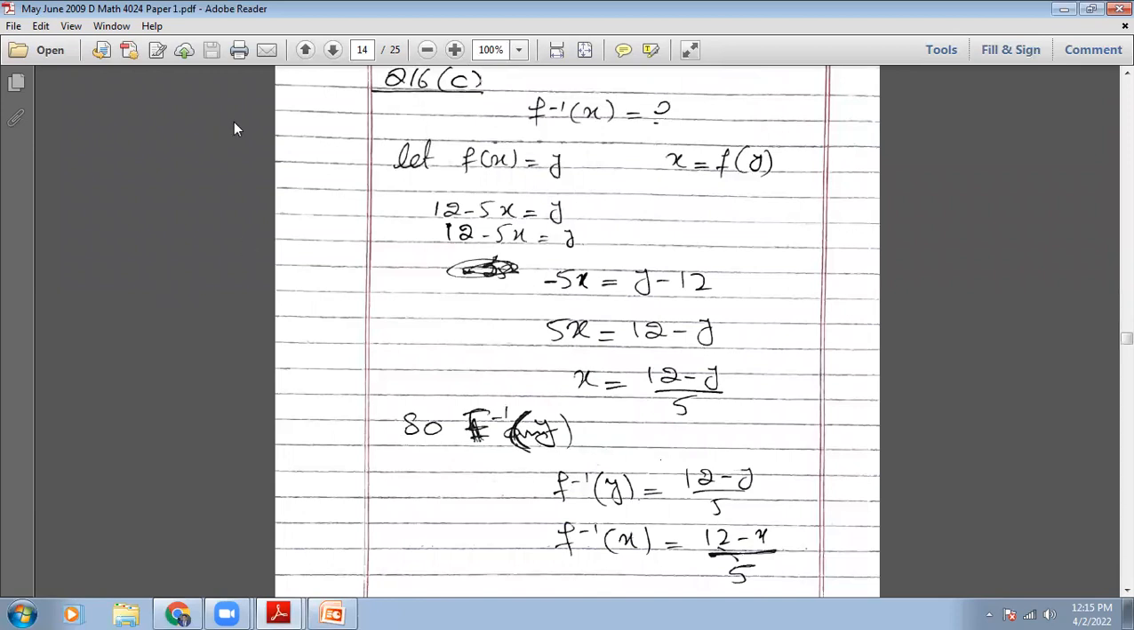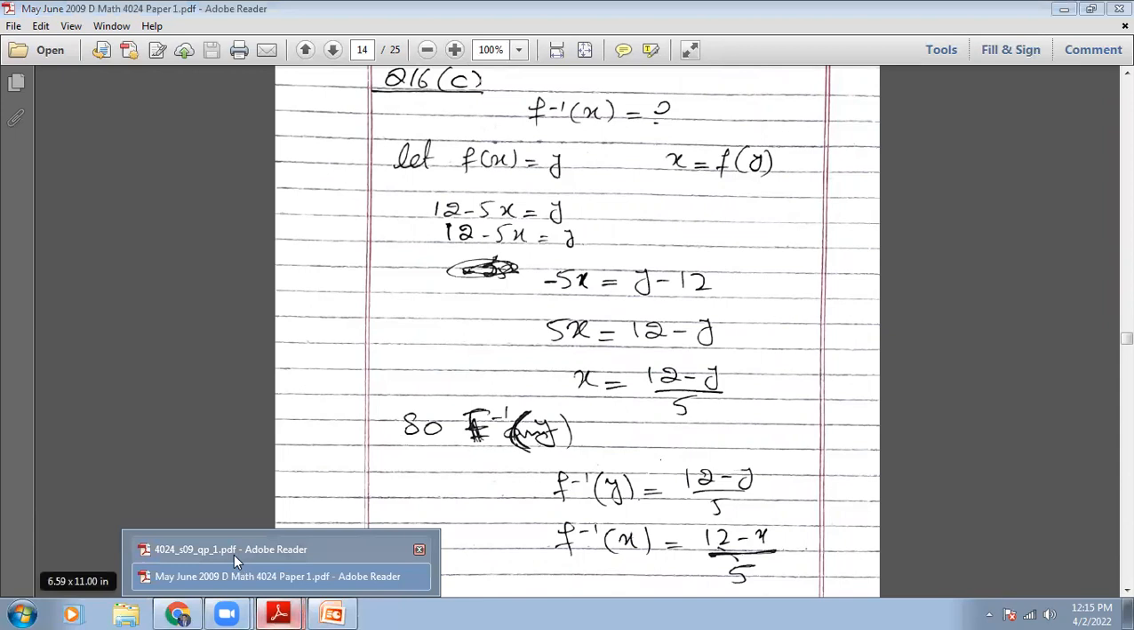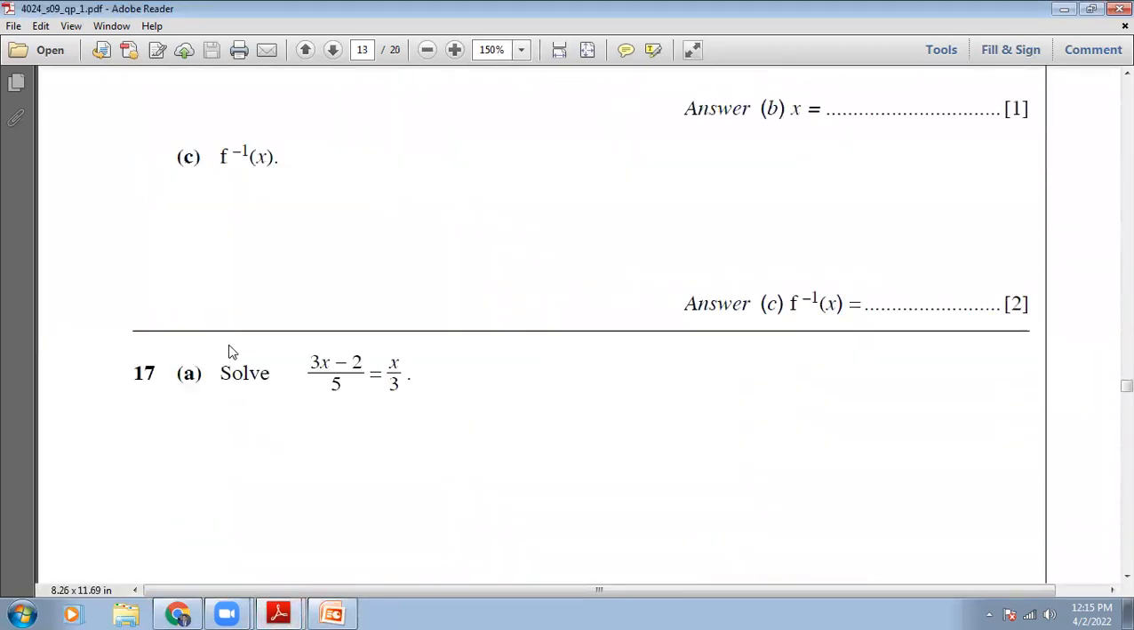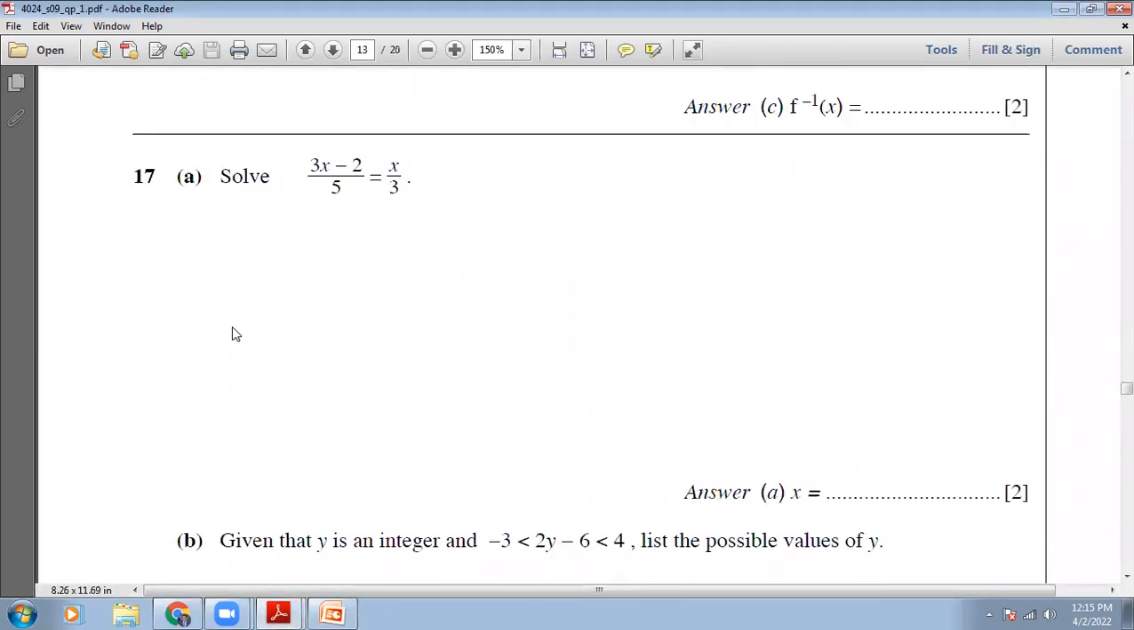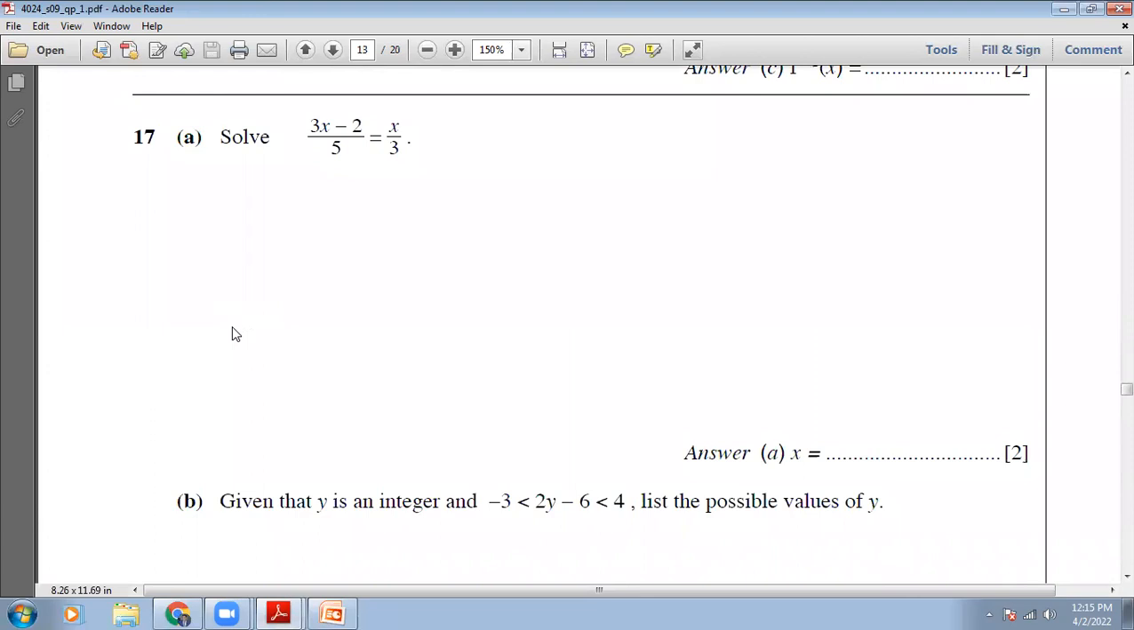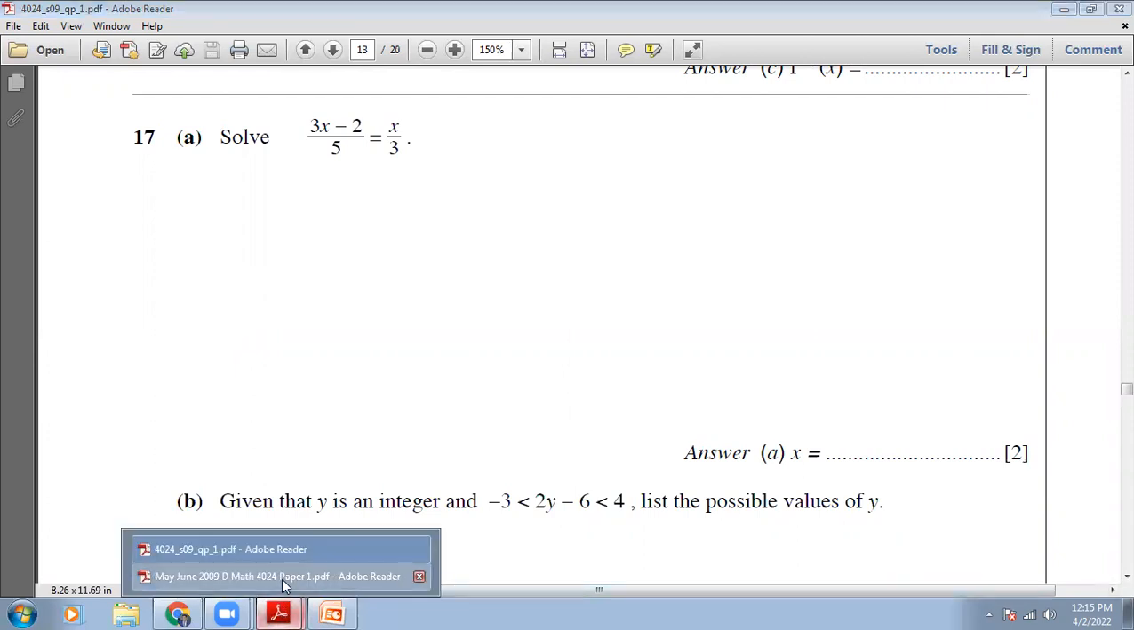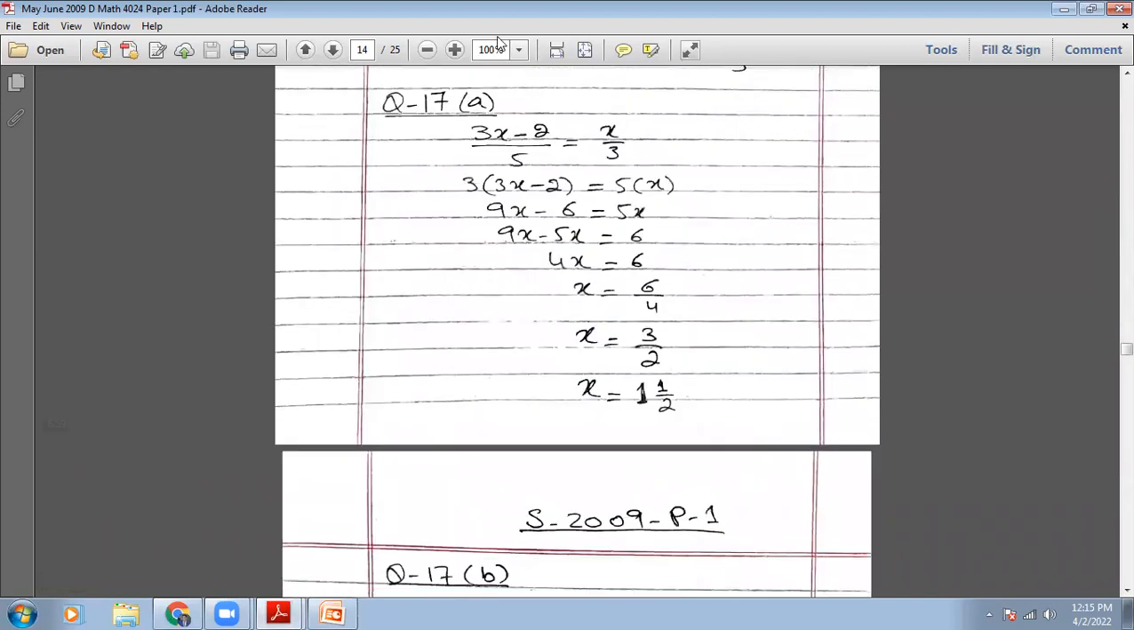The whole question is showing up on your screen. I hope you have understood this. We are done with question number 16. We are with question number 17 now. Solve (3x minus 2) divided by 5 equals x by 3. Very simple, just cross multiply and you will be able to get the solution.